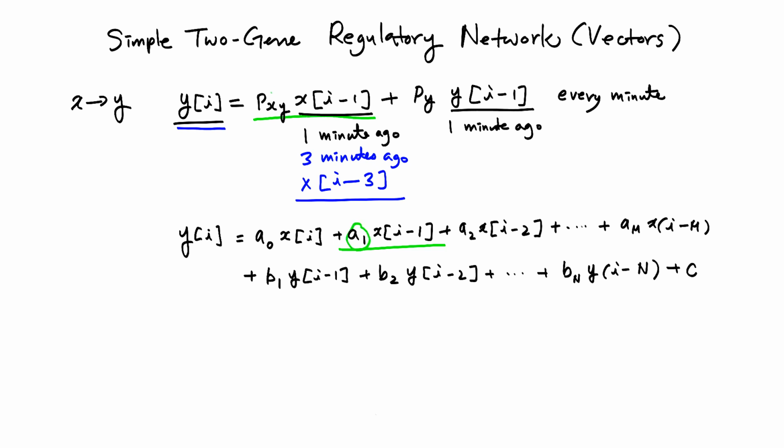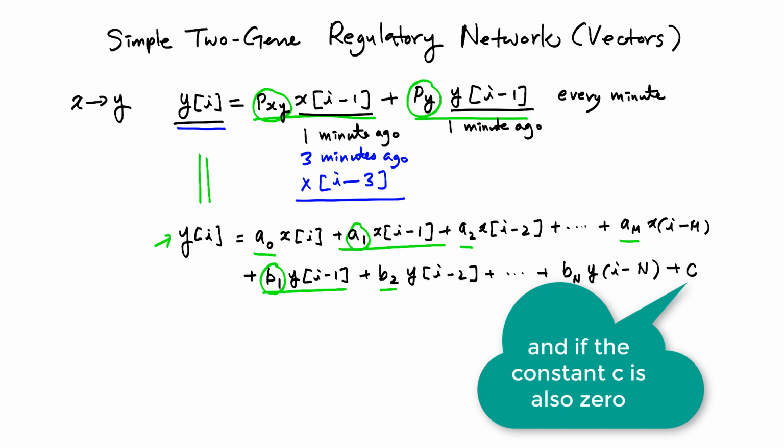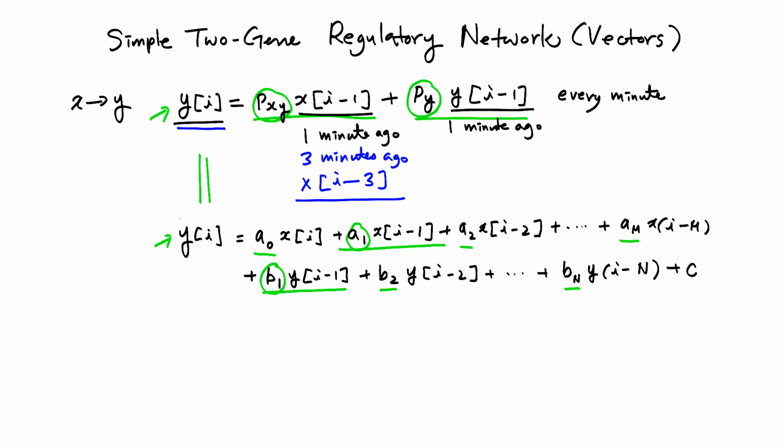Now we see that this term corresponds to this term here. So A sub 1 is equivalent to P sub xy, and this term corresponds to this term. So B sub 1 is equal to P sub y. If all other parameters, A sub 0, A sub 2, up to A sub m, and B sub 2 up to B sub n, if all these parameters are zeros, then this equation becomes the same as this equation. So you see that this is a very general expression for a simple two-gene regulatory network. Now, I want to compactly represent this general equation using vectors.